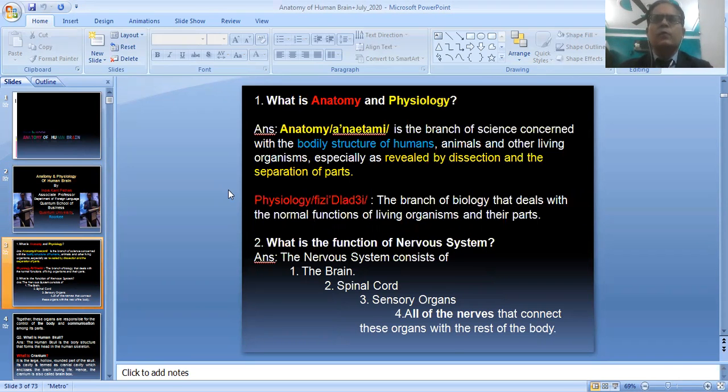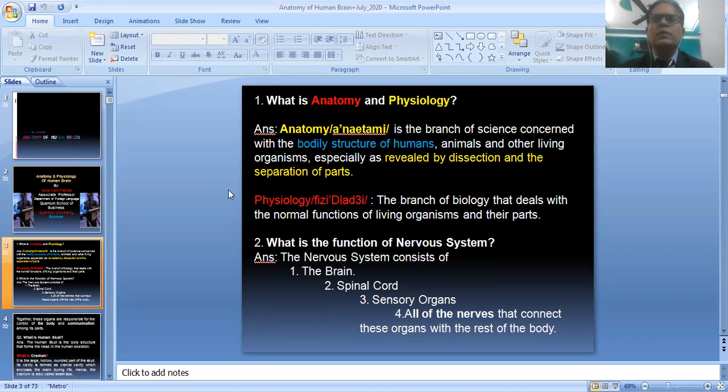First of all, we have to understand what anatomy and physiology are. Anatomy is a branch of science concerned with the bodily structure of humans, animals, and other living organisms, especially as revealed by dissection and the separation of parts. Anatomy means whenever we open the body, like when you dissect animals such as a frog. Whatever internal structure you see after opening the body is called anatomy, and the function of all these is called physiology.